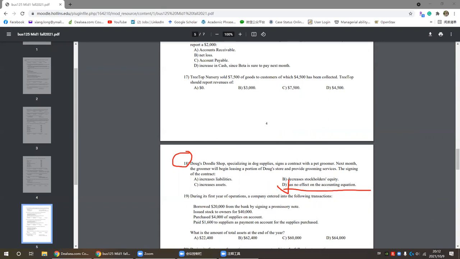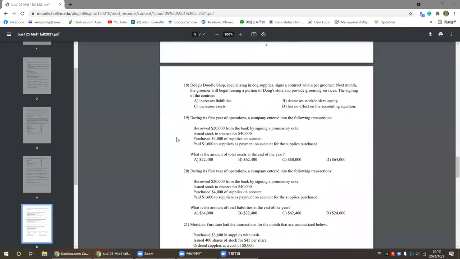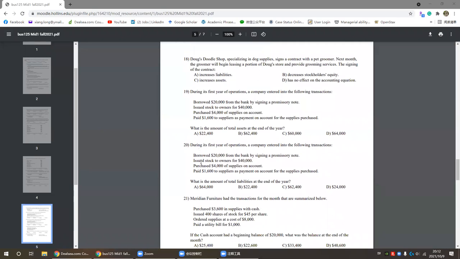And question 19, many of you did not do these correctly, so I'm going to spend some time to talk about question 19. Question 19, question 20, and question 21 are the questions that most of you did not do a very good job on. Here we have a lot of things. This company has these transactions and it asks what will be the total asset at the end of the year. So you do need to know what happened in all of these transactions. Let's talk about each of these transactions one by one.